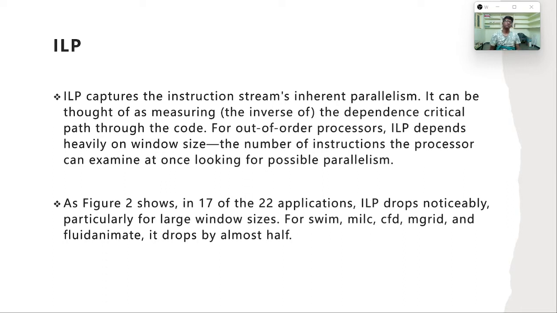ILP captures the instruction stream's inherent parallelism. It can be thought of as measuring the dependence critical path through the code. For out-of-order processors, ILP depends heavily on the window size, the number of instructions the processor can examine at once, looking for possible parallelism. As Figure 2 shows, in 17 of the 28 applications, ILP drops noticeably, particularly for large window sizes. For Swim, Milk, CFD, MGrid, and Fluid Animate, it drops by almost half.